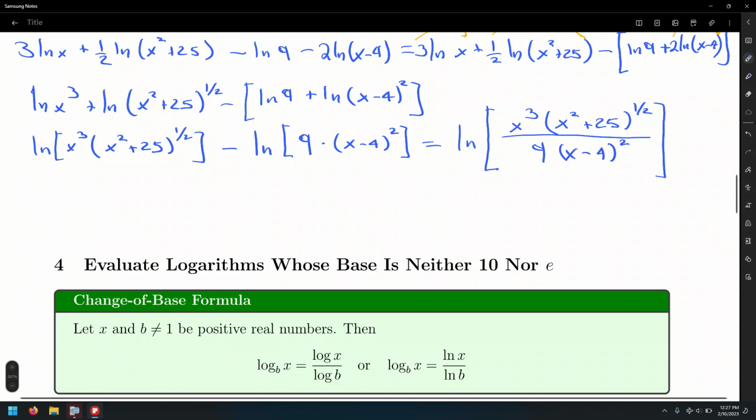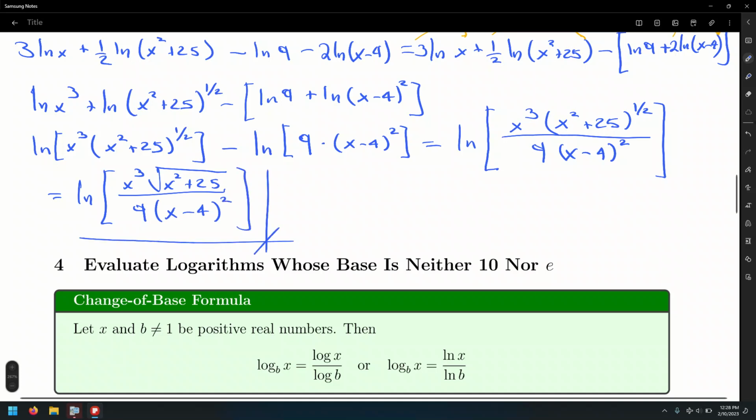However, how about we rewrite this 1/2 power as a radical? We could have done it in this same step. It's valid. It's not like we would be deducted 1 point for missing that step. But I'm trying to be as explicit as possible when showing the steps here. So that's simply going to be bracket x cubed square root of x squared plus 25, divided by 9 x minus 4 quantity squared. And that's the final answer for this one.